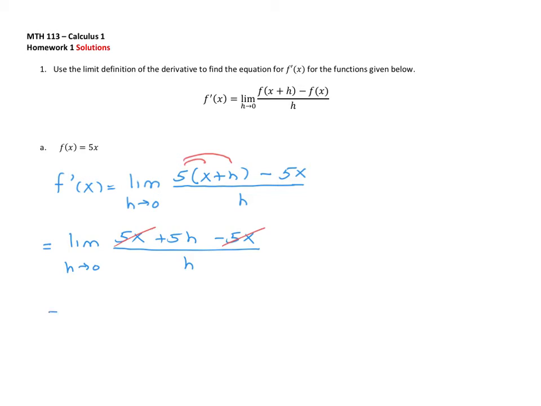So that gives us the limit as h goes to 0 of 5h over h. I can cancel these h's. I am left with the limit as h goes to 0 of just the number 5. There are no h's in the expression, so therefore the answer is just 5. So in terms of the derivative, f prime of x is just the number 5.